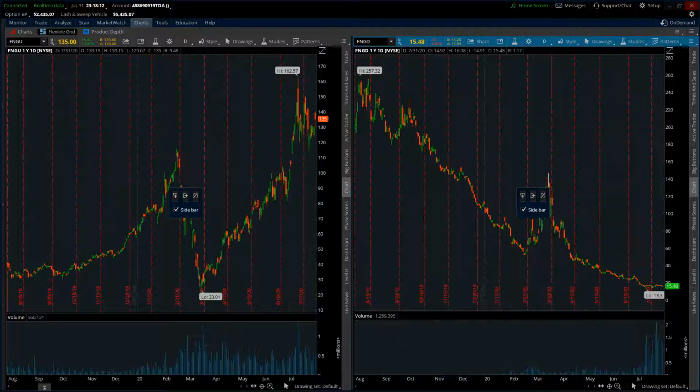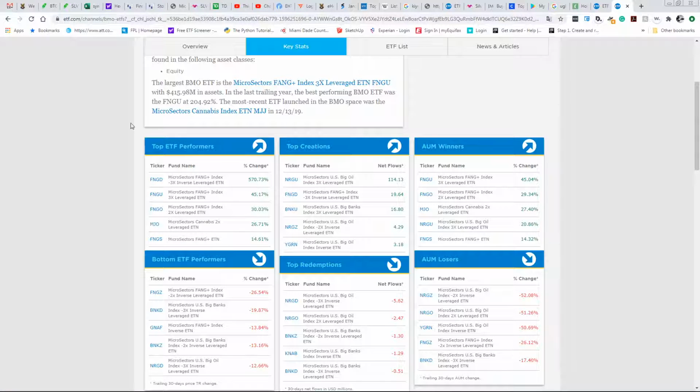I went to this site called ETF.com, and I found these two right here. 3x inverse, negative 3x, and this is positive 3x. I don't know why this says 570%. I have no idea. It should be negative, but anyway, here it is.